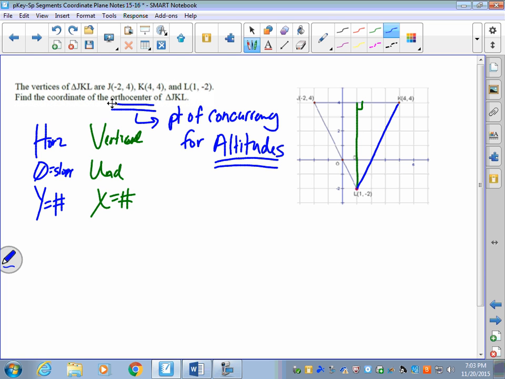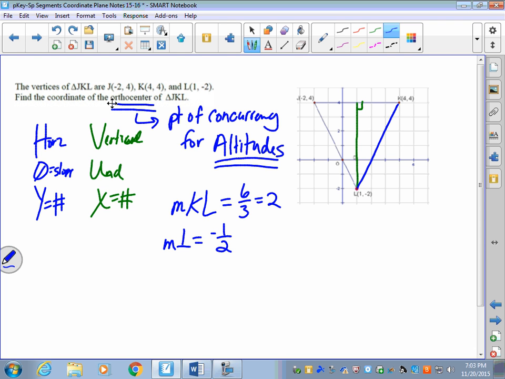Now, to do that, the first step of finding the equation of the altitude is finding the slope of that altitude, or slope of that side. The side is KL. We need to find the slope of KL. Use our rise over run. And if I look, that's 6 over 3, which can be reduced to 2. Now, altitudes are perpendicular, so now I need to know the perpendicular slope of that side. That would be a negative 1/2.